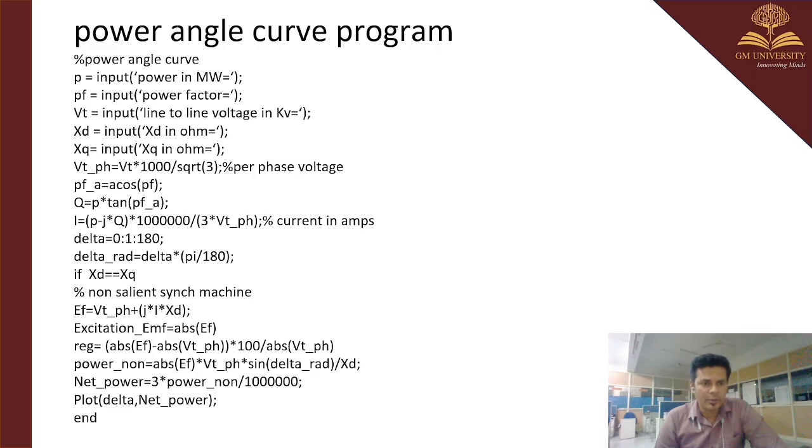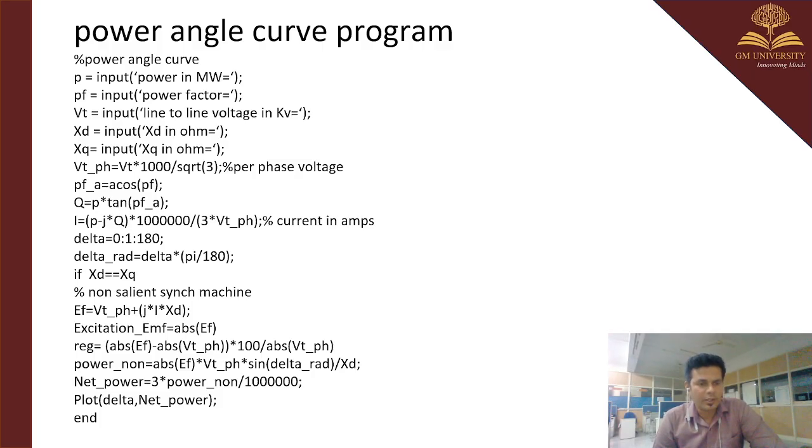This is for IQ, and I is equal to P minus j into Q divided by 3 into phase voltage. So delta is equal to 0 colon 1 colon 180, with a semicolon at the end. Then delta underscore radians should be converted into radians. For that we use the formula delta into pi divided by 180. If Xt is equal to Xq, then the values and curve will be generated, and this is the program we are writing for non-salient synchronous machines.